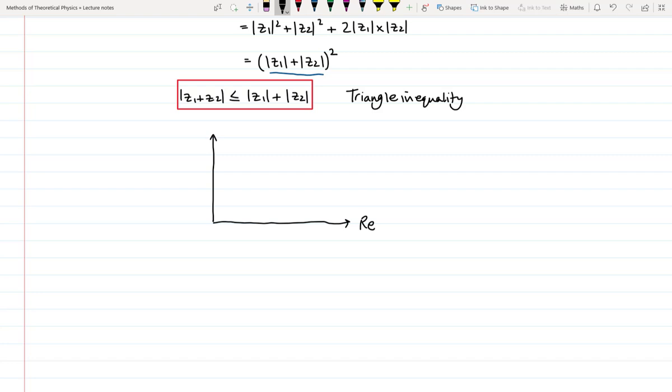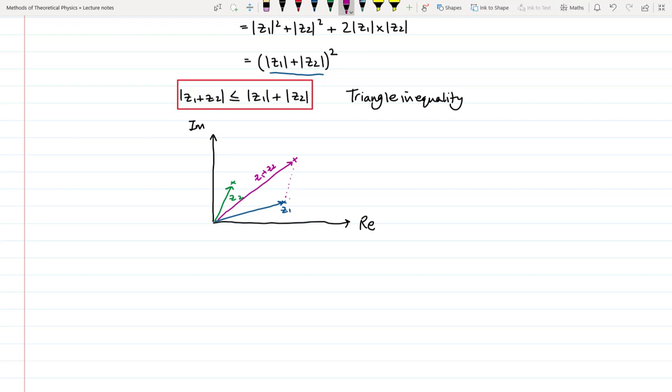We have real and we have imaginary. And let's consider Z1 as being this complex number and Z2 as being this complex number. Taking the sum of these two complex numbers, which we know is a vector sum, means we can add Z1 and Z2 top to tail. So the resulting vector is going to lie along here. This is Z1 plus Z2.